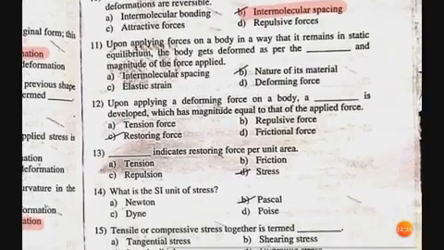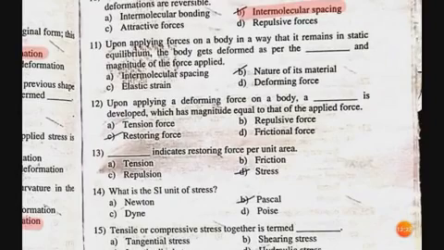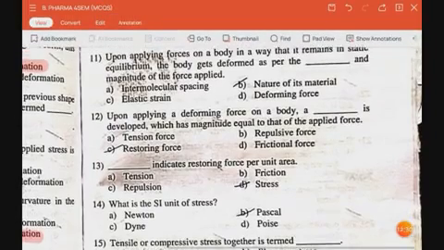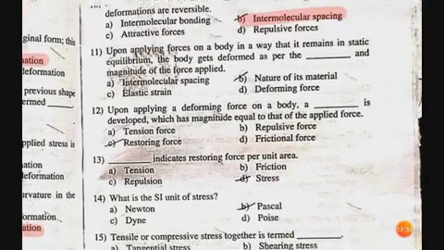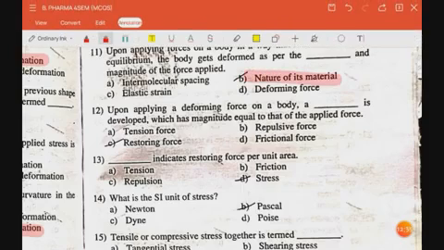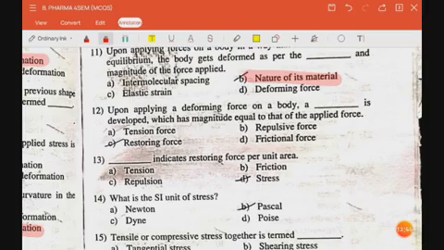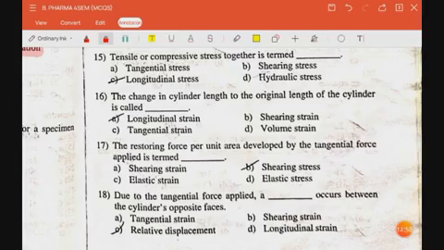The next question is upon applying forces on a body in a way that it remains in static equilibrium, the body gets deformed as per the dash and magnitude of the force applied. The answer is nature of material. The next question is upon applying a deforming force on a body, a dash is developed which has magnitude equal to that of applied force. The answer is restoring force. The next question is dash indicates restoring force per unit area. The answer is stress.